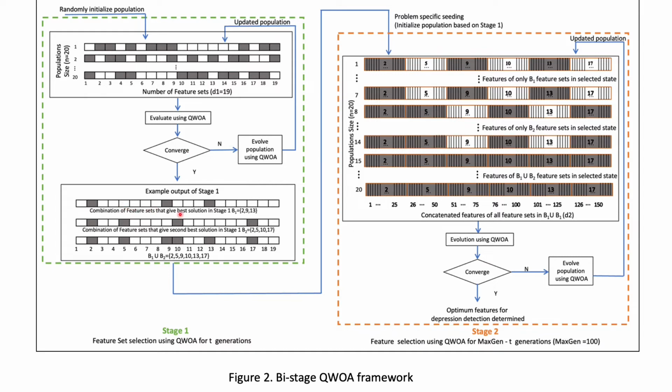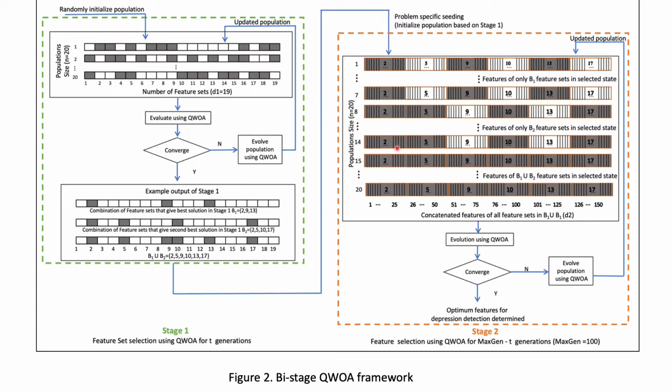After the end of t generations, we obtain a set of feature sets that gave us the best performance and a set of feature sets that gave us the second best performance, and then we take the union of these feature sets and concatenate the features of these feature sets and pass it on to the next stage. So over here, if 6 feature sets were selected, we pass them on to the next stage, giving rise to a population of size 20 cross 150.